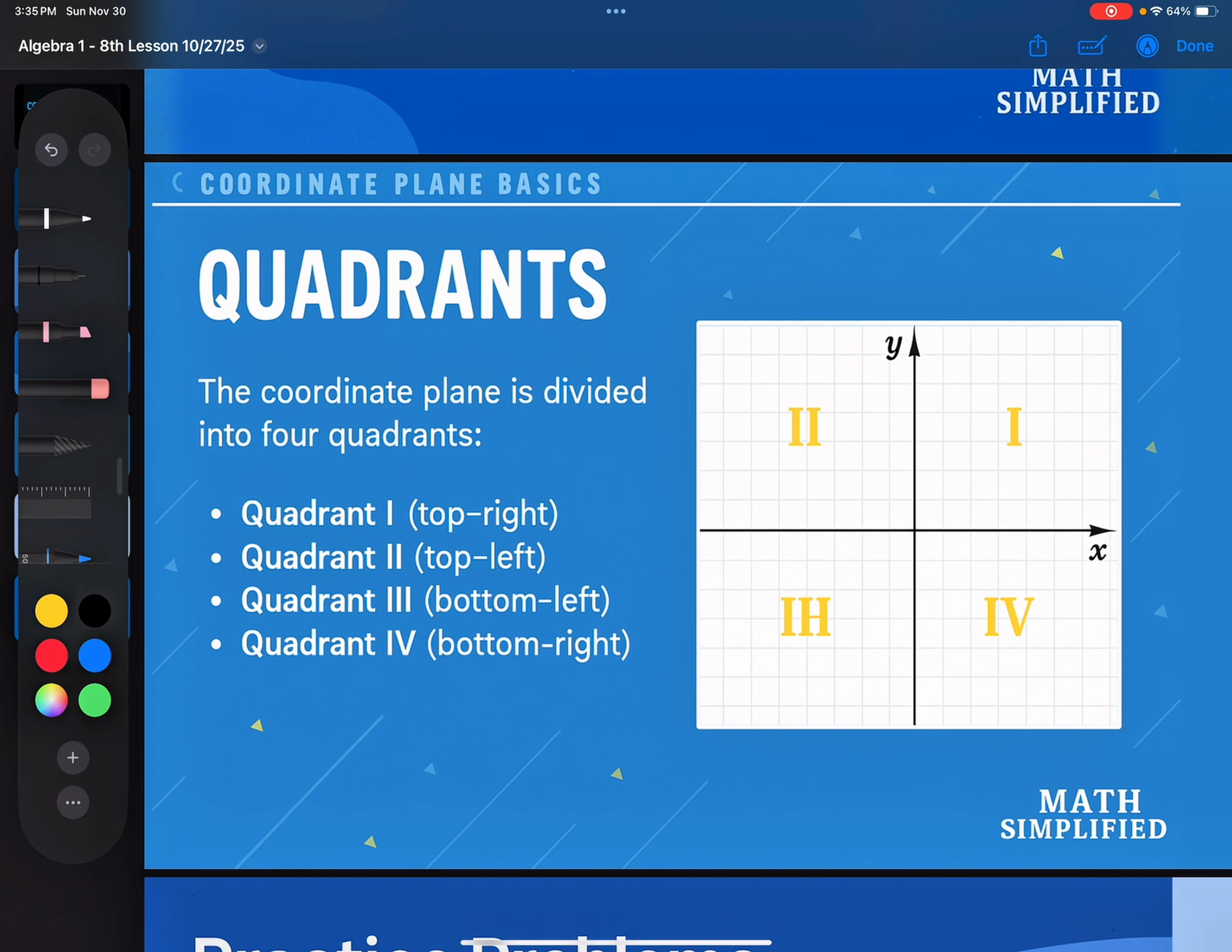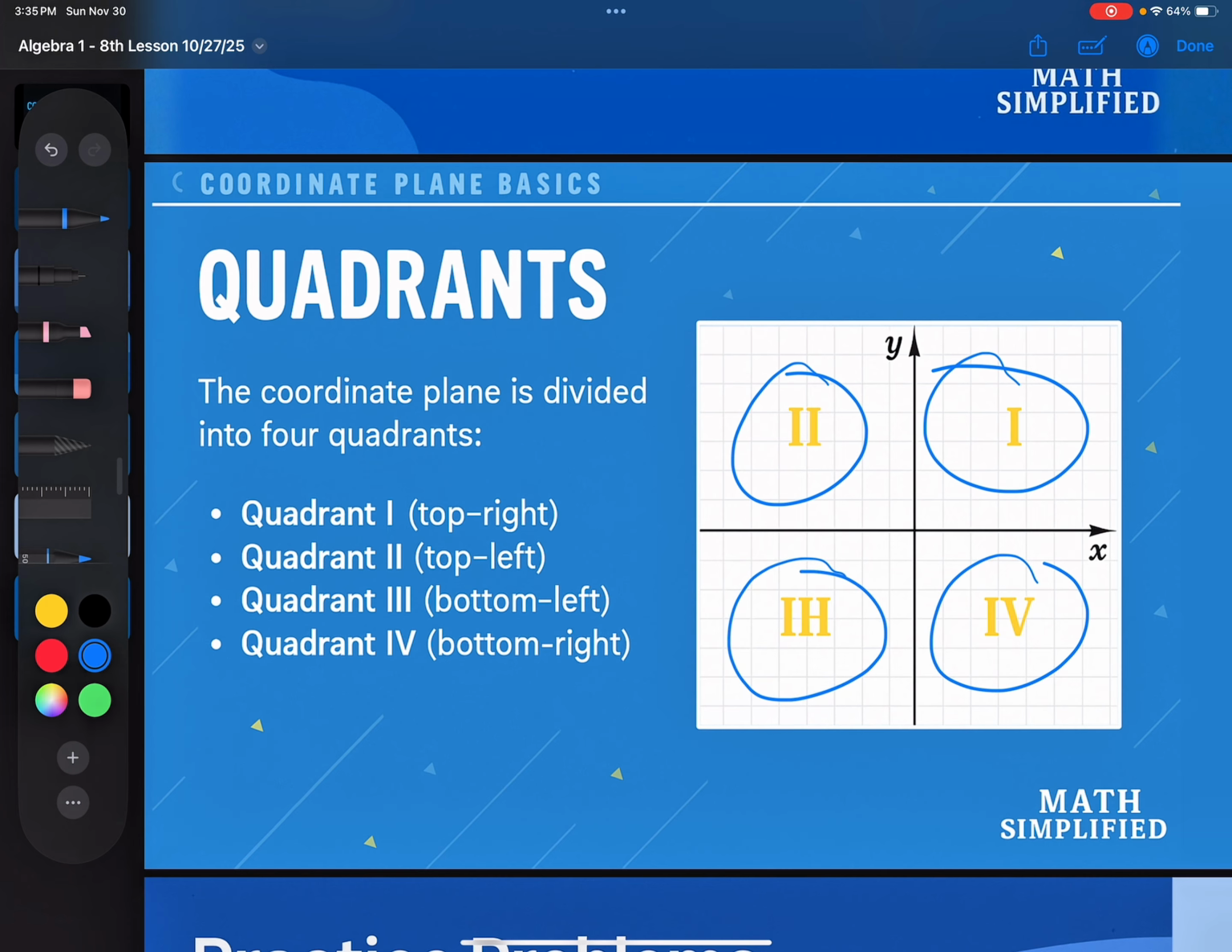So as I said, you gotta memorize the quadrants. Quadrant 1 is in the top right. Quadrant 2 is top left. Quadrant 3 is in the bottom left. And then quadrant 4 is bottom right.